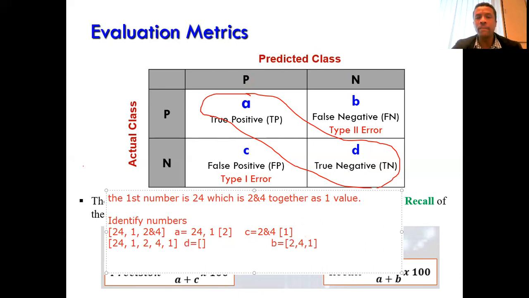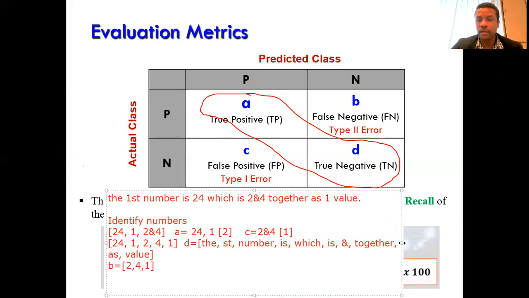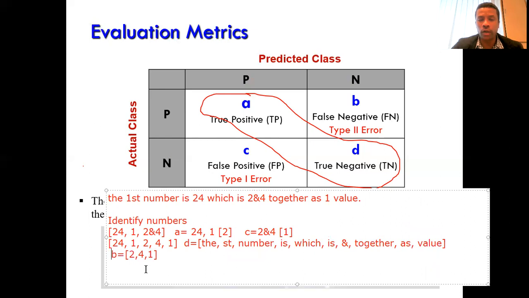True negative means everything that is not a number. So what does it mean? The word, or the string st, then number, then is, then the word which is, okay, we call all of these, and together, then as, then value, all of these we call true negatives. True negative means those that are not numbers, because if we are looking for numbers, then non-numbers are true negatives.